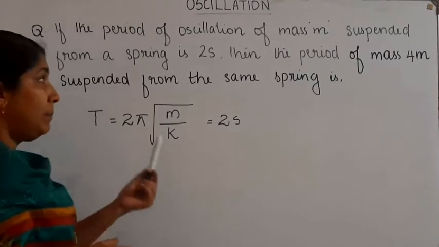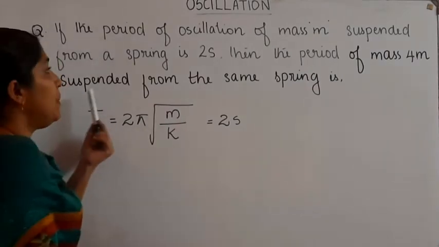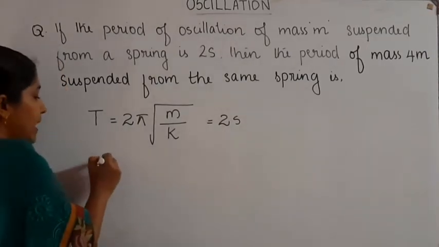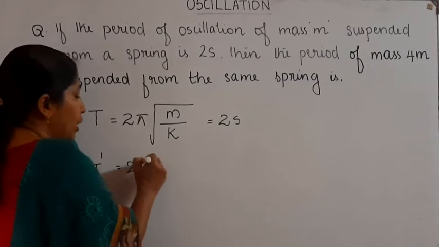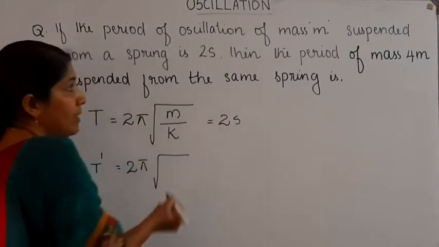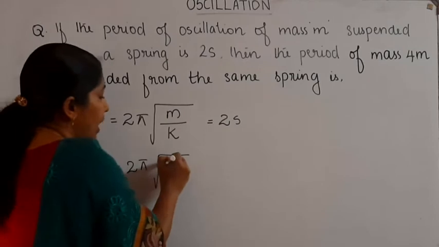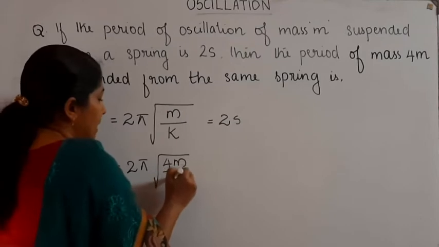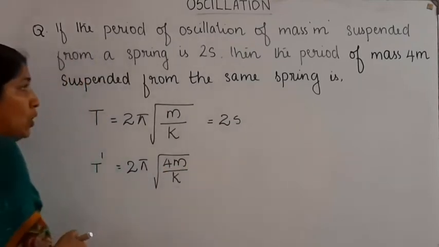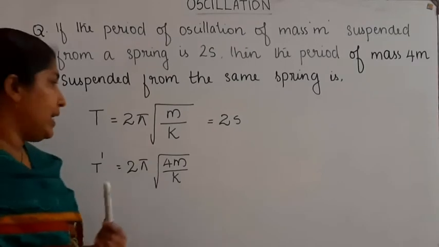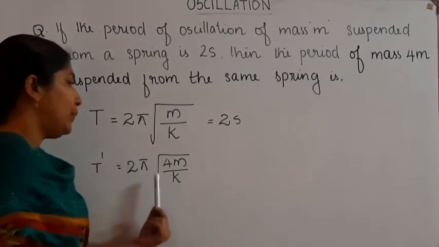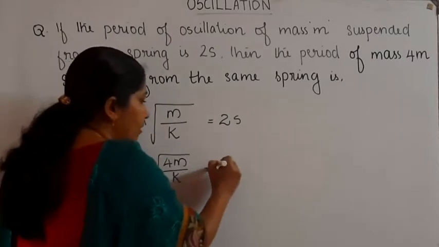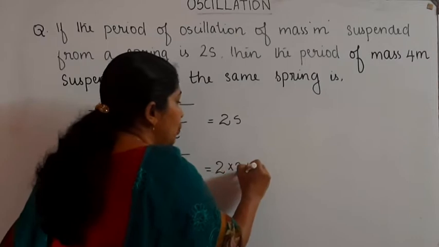Okay. Then the time period of mass 4m suspended from the same spring is, okay. Then what about the new time period? T dash is equal to 2 pi into, what about the mass? Now mass becomes equal to 4m. Okay. Small m is replaced by 4m. Therefore 4m divided by k. K remains constant because the same spring is used here. Then t dash is equal to 2 pi into root of 4m divided by k. That is equal to, on rearranging this, we can write 2 into 2 pi into root of m by k.